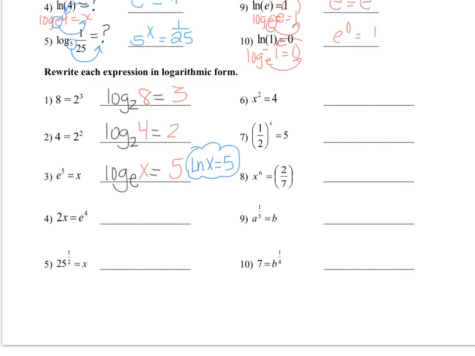Okay, number 4. Log base e, or we could say ln. All right, so e to the what power equals what? So e to the 4th, so 4 is going to go here, and 2x is going to go here. And the last one, here's my base, so log base 25 of something equals what? So 25 to what power gives me what? So the power is 1/2, and the x goes here.